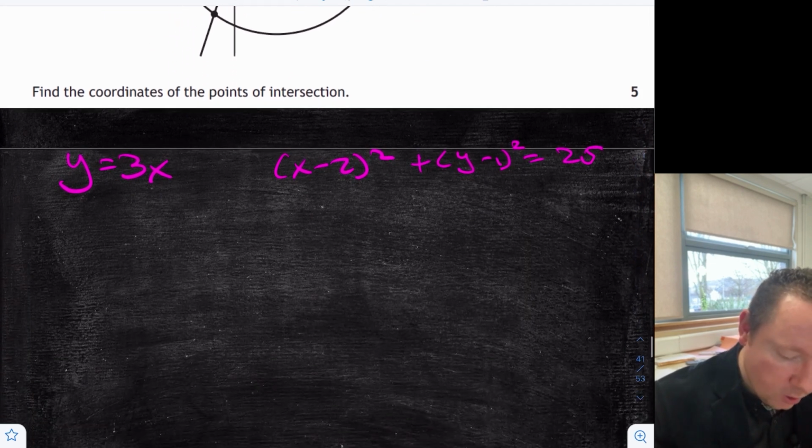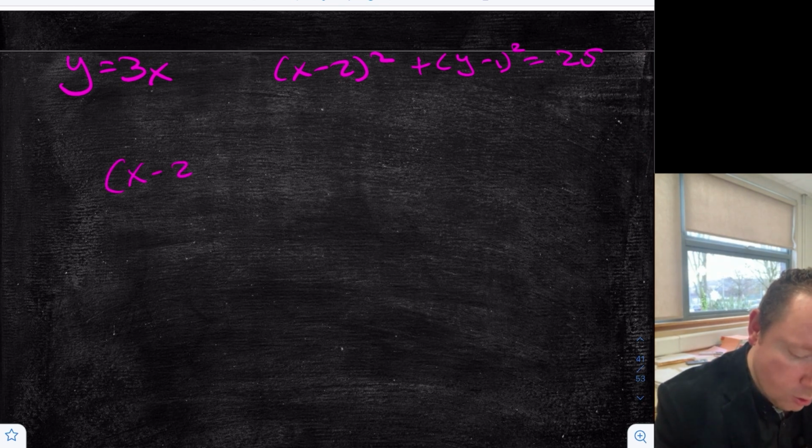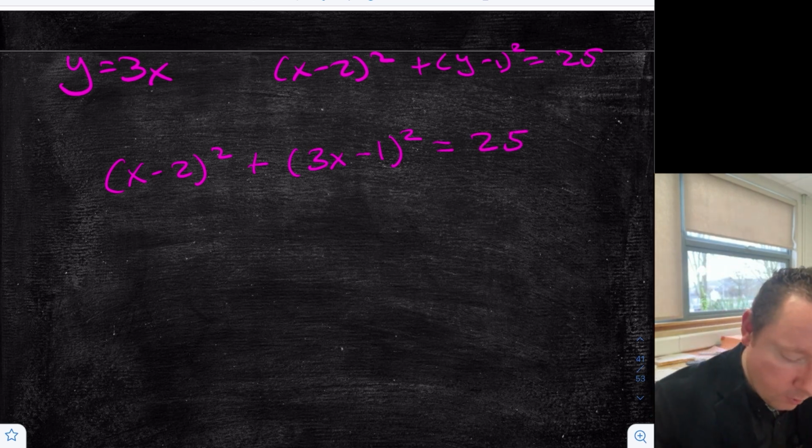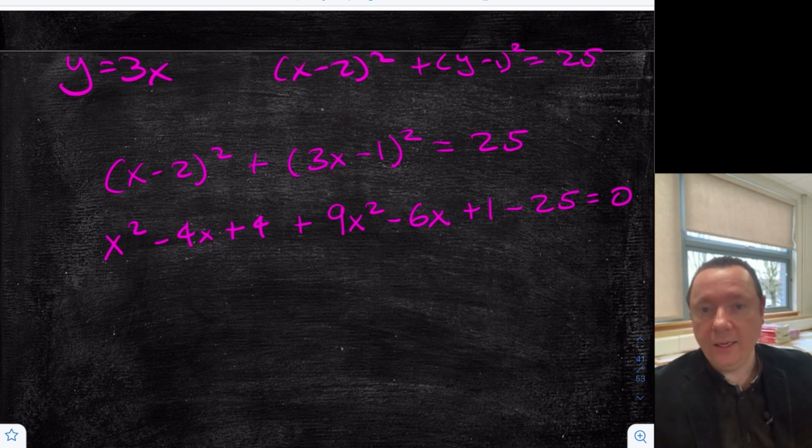To solve these simultaneously, we use substitution. We know that y is 3x, so we'll replace the y with 3x in this equation. So we've got (x minus 2) squared plus (3x minus 1) squared equals 25. Multiplying out our brackets to get a quadratic, we've got x squared minus 4x plus 4 for the first bracket, and then 3 times 3 is 9x squared, 3 times 1 is 3, double that is 6, so minus 6x plus 1. And then I'll take away 25 and make it equal to 0 because I'm going to get a quadratic. If you're struggling with multiplying out these brackets, you can just take your time and multiply them out any way you want.